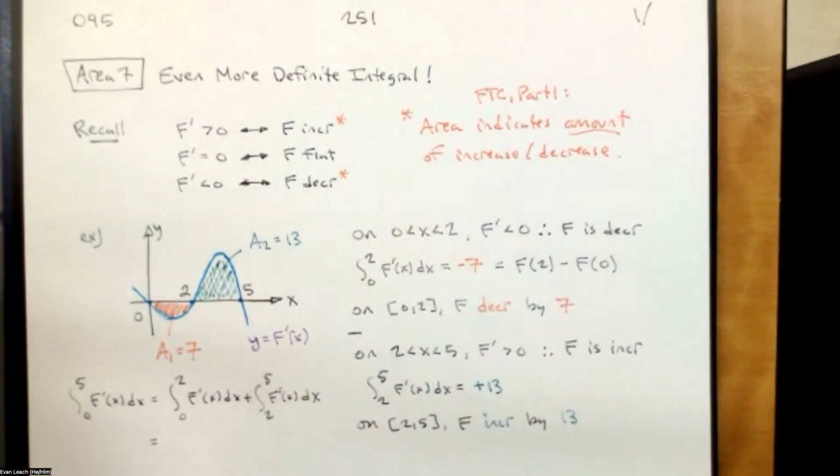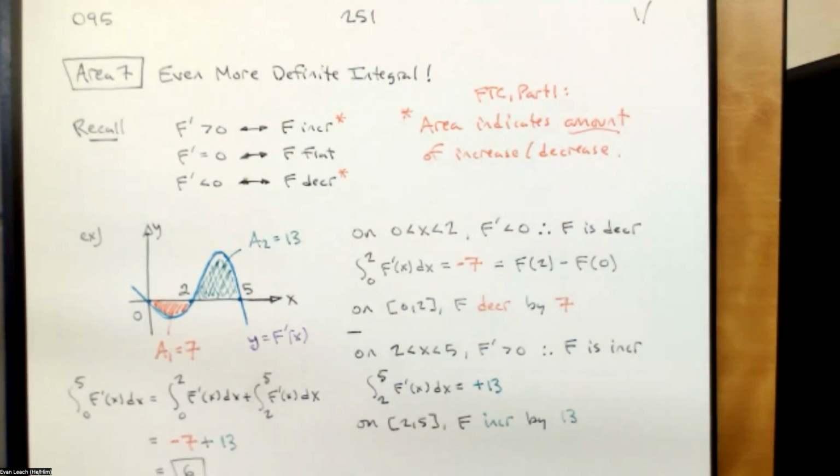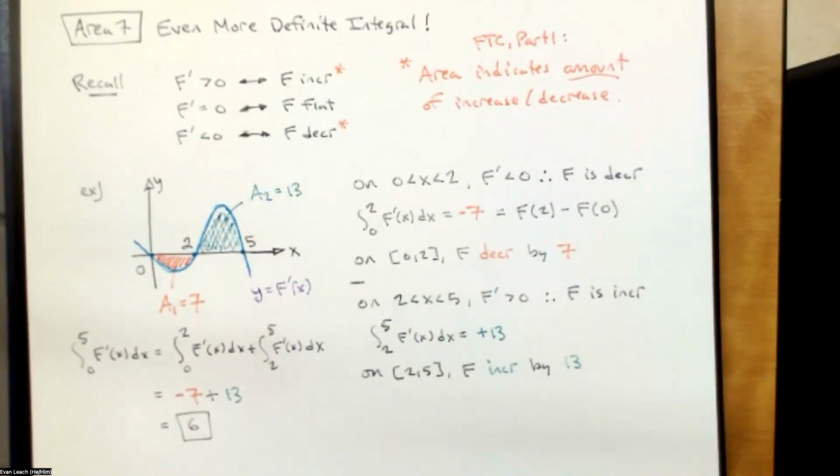So from 0 to 2, we had a -7. And then from 2 to 5, we had a 13. So the definite integral from 0 to 5 of f prime of x dx will be 6. That includes a decrease of 7 followed by an increase of 13 for a net gain of 6.